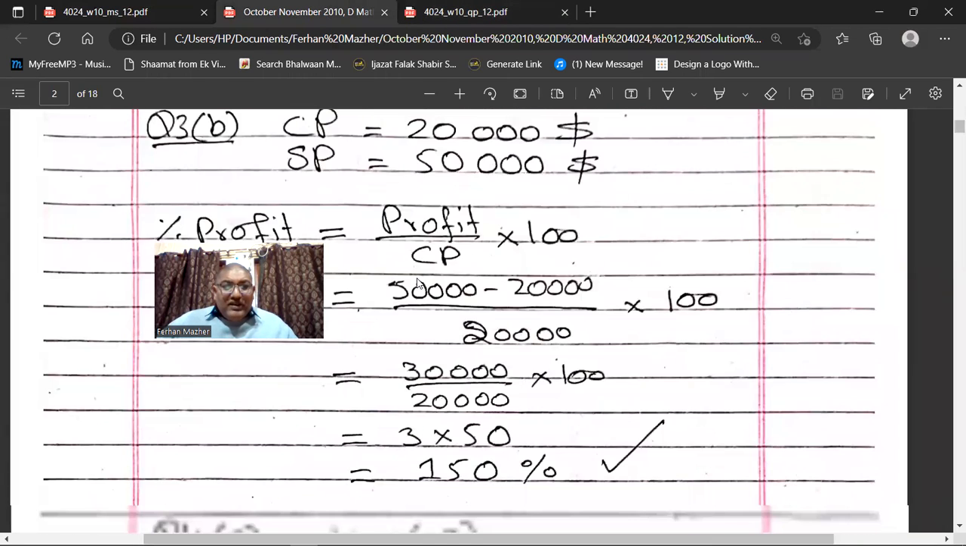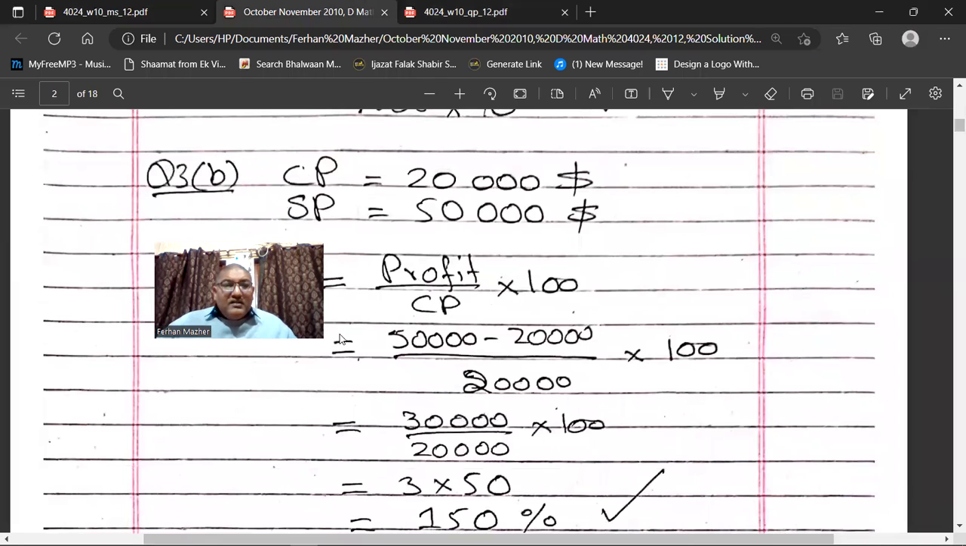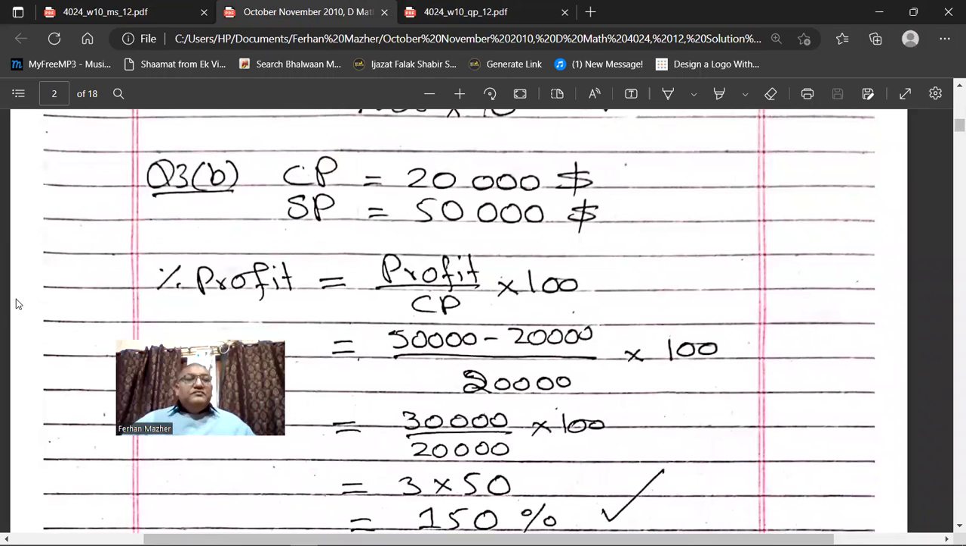So question number 3 is B part. Okay, so cost price is $20,000, sale price is $50,000. Percent profit, the formula is profit divided by the cost price multiplied 100. The profit is sale price minus the cost price, that's 50,000 minus 20,000 divided by the cost price, that's 20,000 multiply 100. So you get 30,000 divided by 20,000 multiply 100.